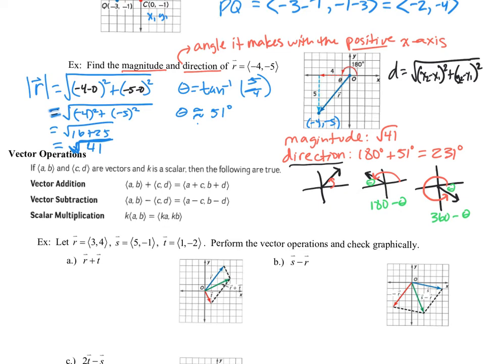So let's go ahead and finish up with this idea of vector operations. If AB and CD are vectors and k is a scalar, remember k is just a constant value, then the following are true. This is a vector in component form, and here's a second vector in component form. Vector addition is achieved by taking vector AB plus vector CD by simply adding their x values and adding their y values. Vector subtraction is where we just subtract the x values and subtract the y values. And then scalar multiplication is where you take the components of a vector and multiply them by a constant. So ka times kb.